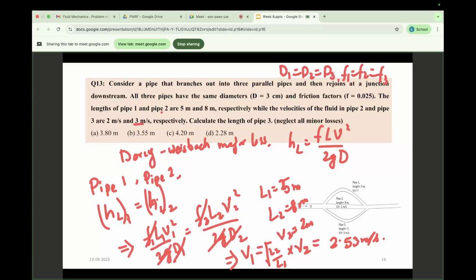Similarly, for pipe 1 I have length 1 and for pipe 3 I need to find length 3. So either you can apply the similar relation for pipe 1 and pipe 3, or pipe 2 and pipe 3. You can get this value of L3. Please, I am giving you 1 minute.